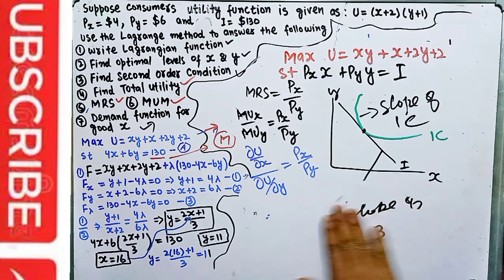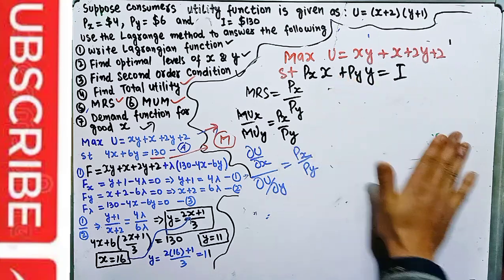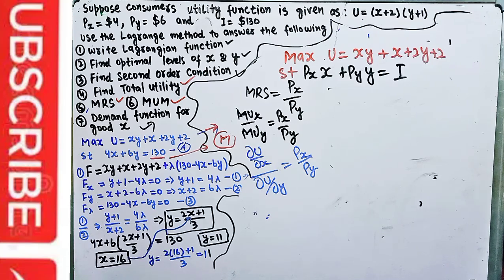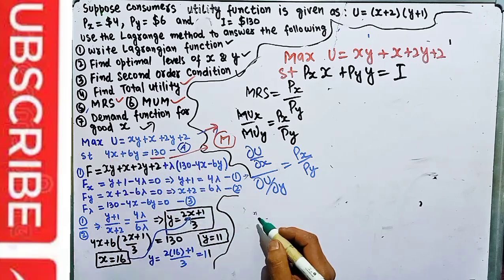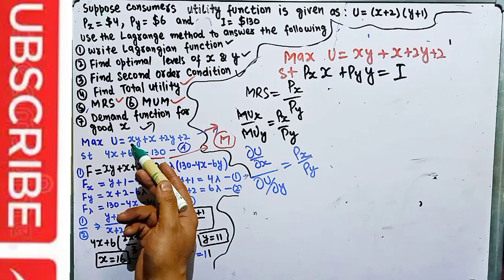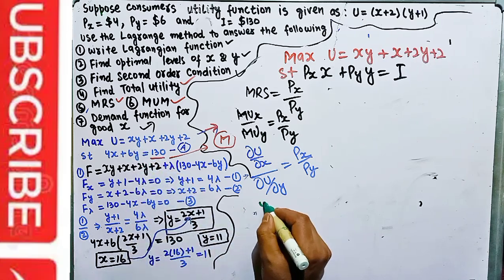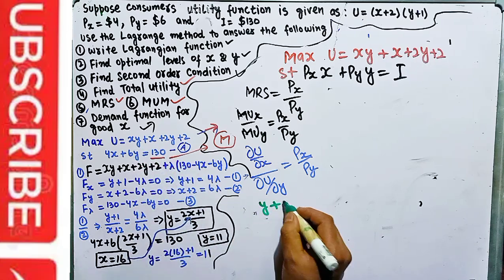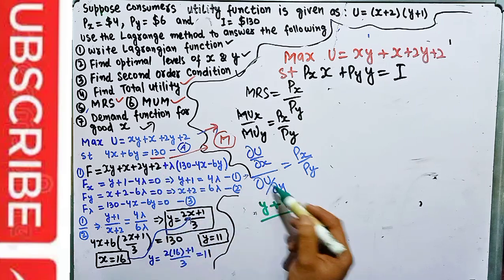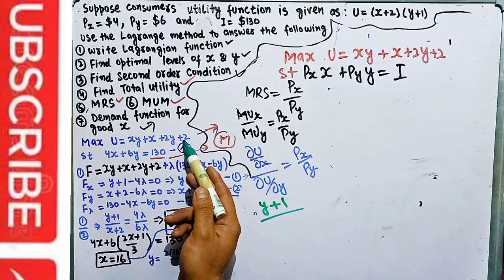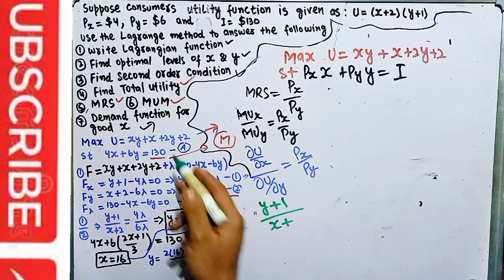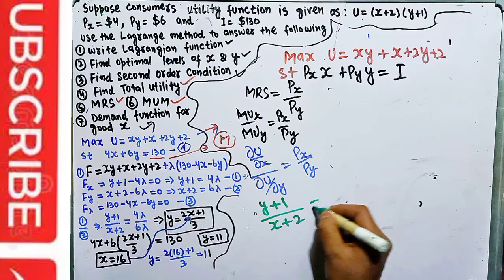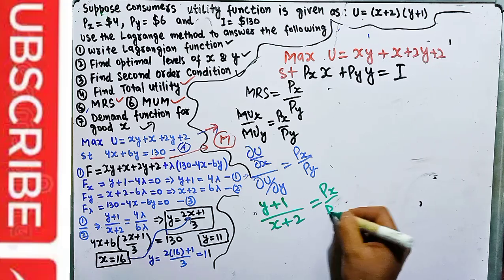Now let me rub this out, which implies du upon dx means the derivative of this function with respect to x. So the derivative of x is 1, so we are left with y plus 1. Du upon dy means partial differentiation of this function with respect to y. The derivative of y is 1, so we are left with x plus the derivative of y, which is here 1, so we are left with 2. Price of x upon price of y.